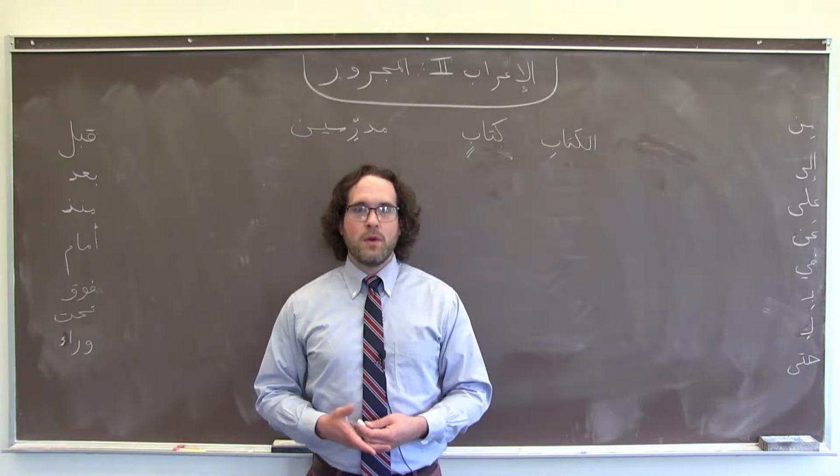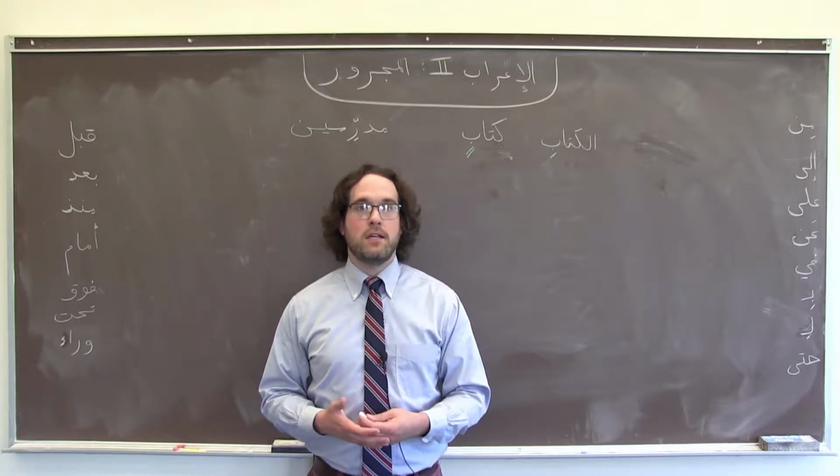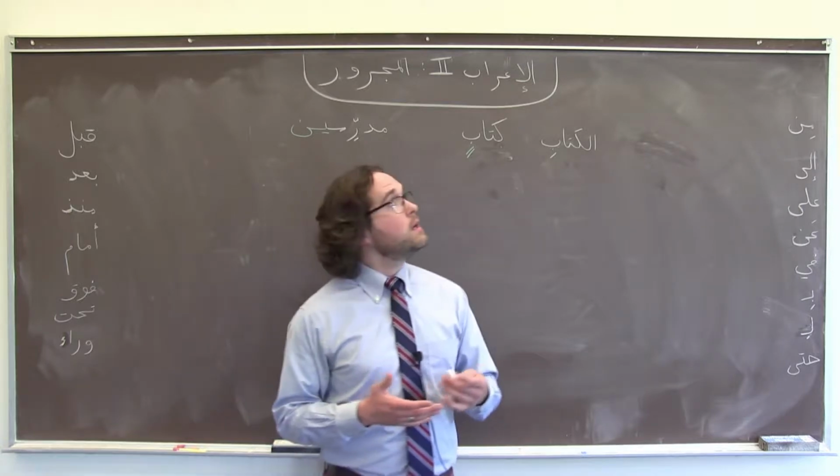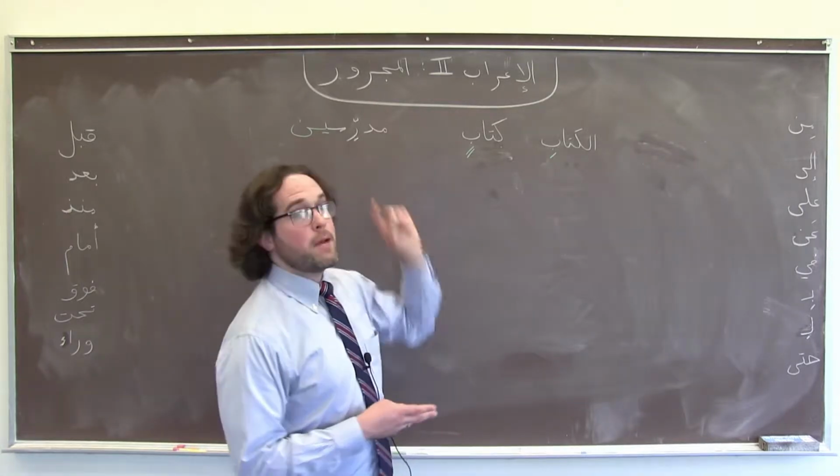Ahlan wa sahlan. Right now we're going to talk about one of the Arabic case endings for nouns. Again, case endings are called i'rab. And right now we're going to talk about al-majrur.